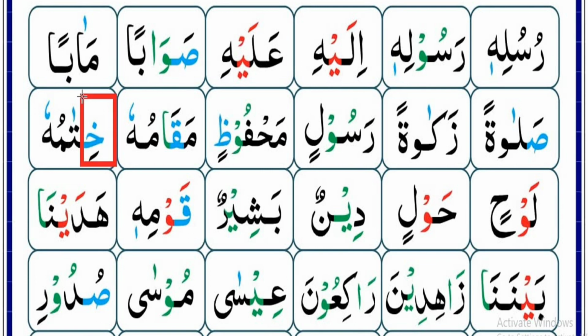And here it is kha kasra khi, ta standing fatha ta, khita, mim dhamma mu, khitamu, ha standing dhamma hu, khitamuhu. So again 2 sounds will be stretched, ta and ha, and both because of the standing signs, khitamuhu.